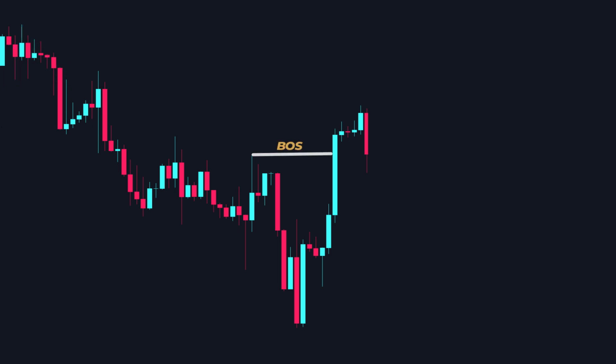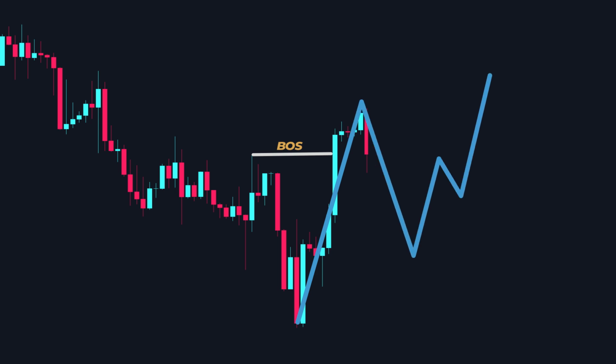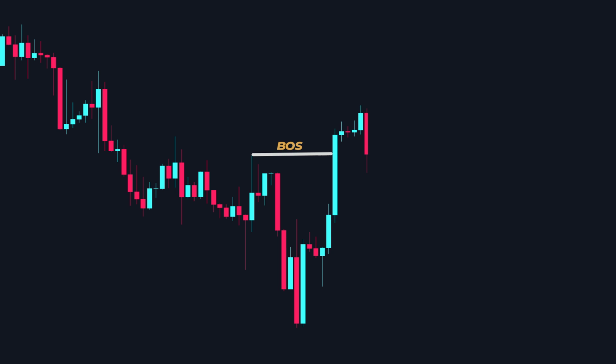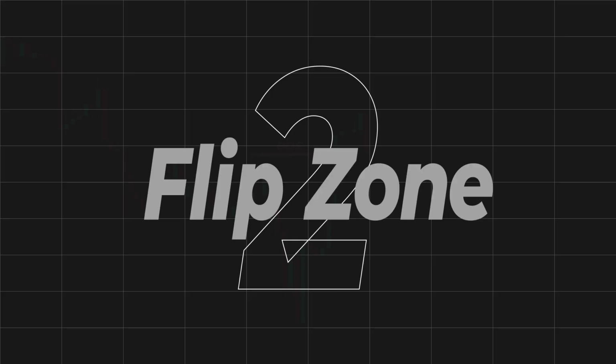That means the market shifted from bearish to bullish, changing the overall structure. According to our first rule, spotting the break of structure is the most important thing. Once we see that break, we expect a pullback, followed by an impulsive move in the direction of the new trend. In this case, to the upside.